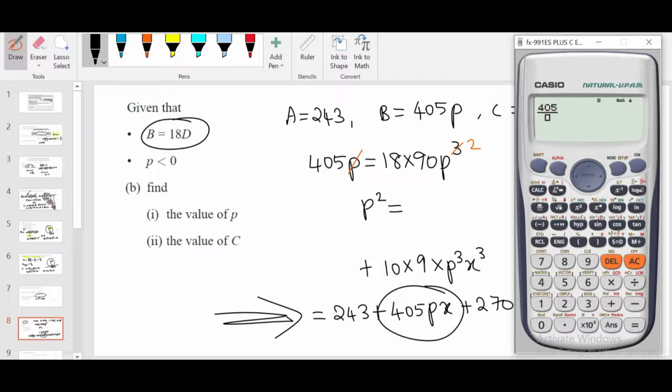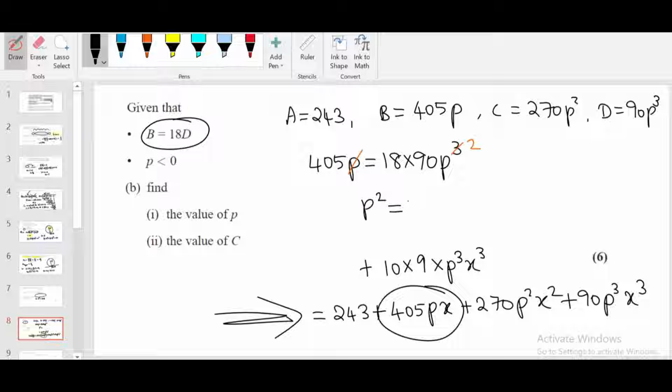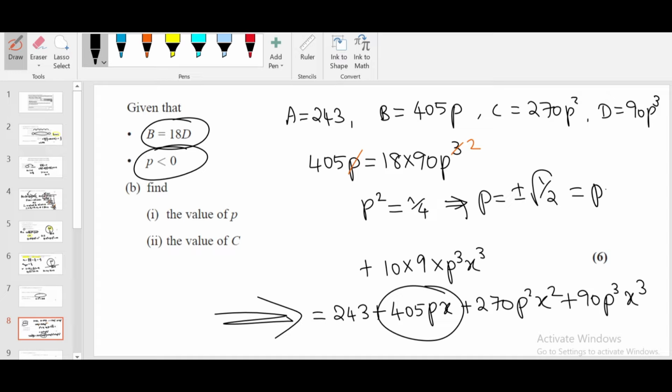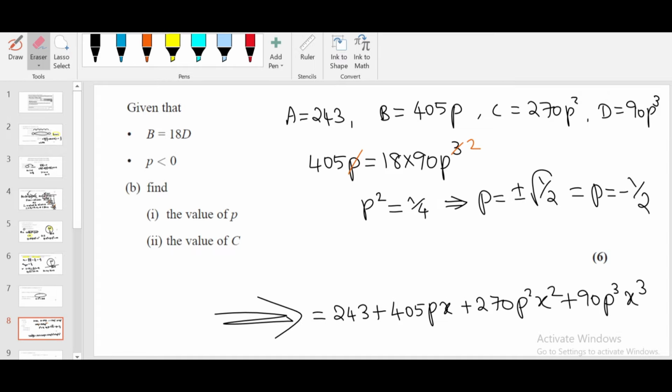So p² is equal to 405 divided by 18 times 90, which is 1 over 4. p will be plus or minus the square root of 1 over 4, but it says p is a negative number, so p is negative 1 over 2. That's all. We got the value of p already.